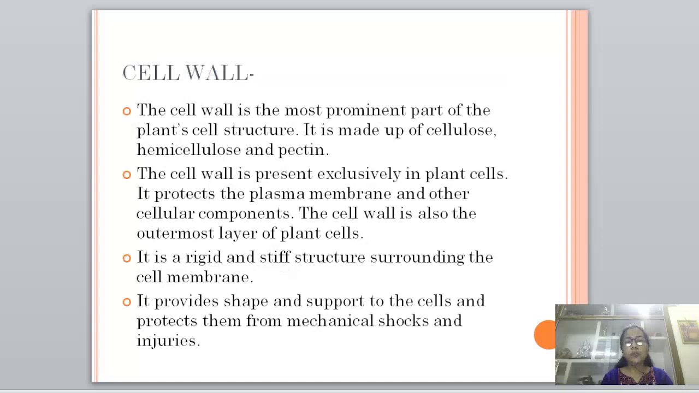The first and foremost is the cell wall. Now, the cell wall is only present in the plant cell structure. It is made up of cellulose, hemicellulose, and pectin. The cell wall is present exclusively in plants, and it protects the plasma membrane and other cellular components. Also, it is the outermost layer of plant cells. It is a rigid and stiff structure surrounding the cell membrane. It provides shape and support to the cell and protects it from mechanical shocks and injuries.